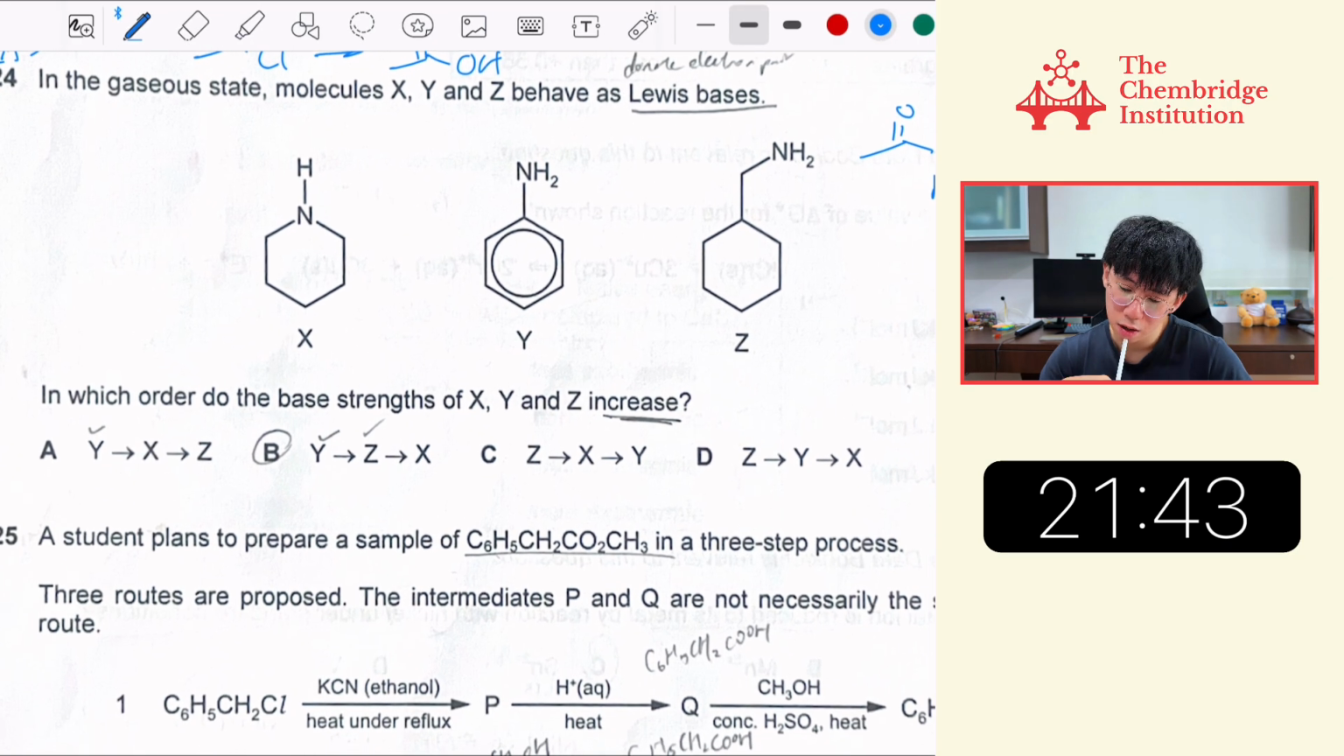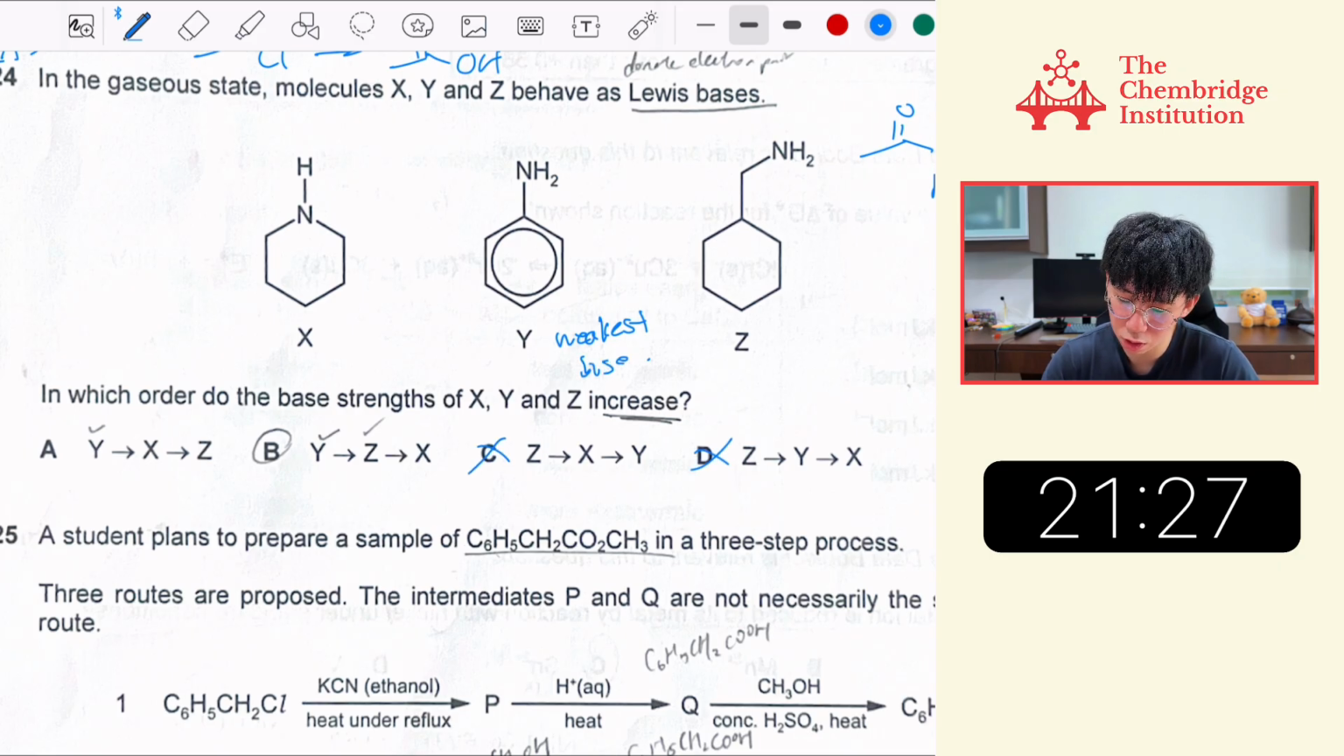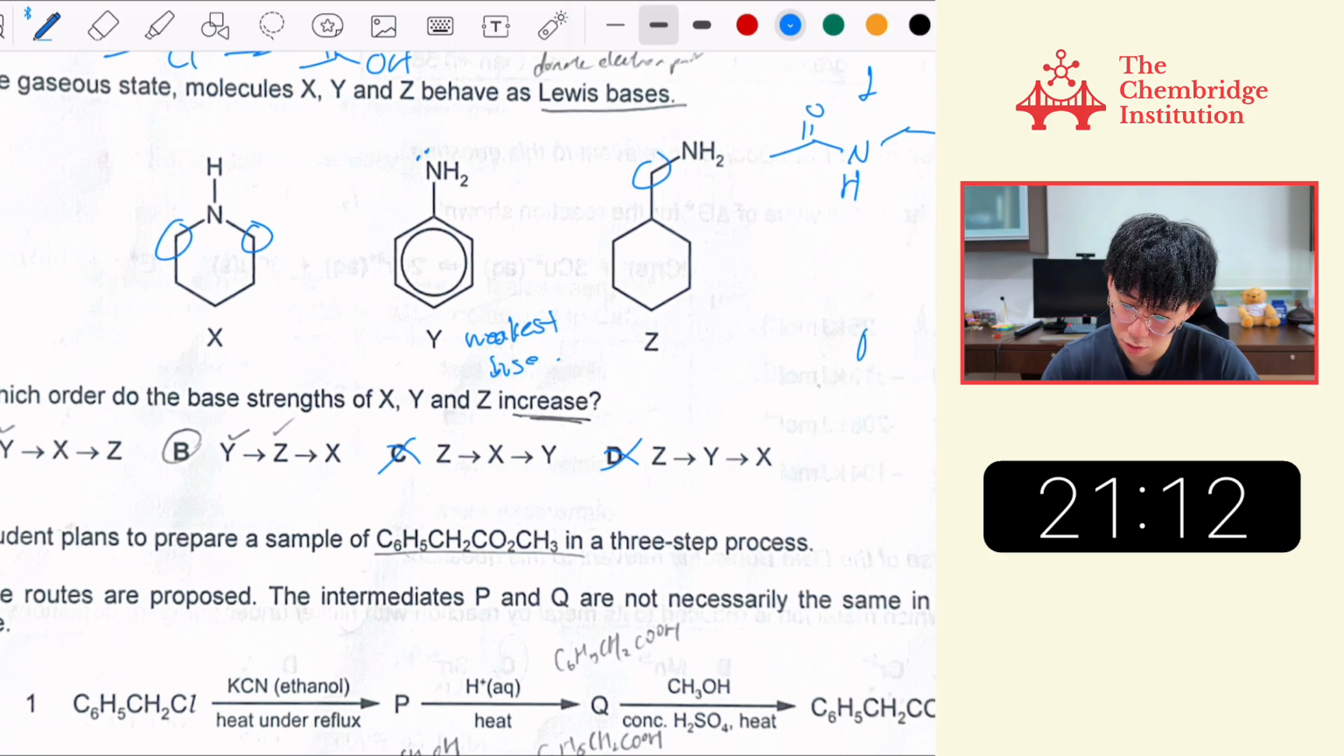Okay, 24. In the gaseous state, molecules X, Y, and Z behave as Lewis bases. In which order do the base strengths of X, Y, and Z increase? Base strength increase? This is definitely the weakest base, so I'll put Y first, definitely. Why? Because this lone pair just delocalizes in the benzene ring. The other ones, this has 2 electron donating groups, this only has 1. I would probably pick X as the strongest base. Yeah, so I'll pick B.